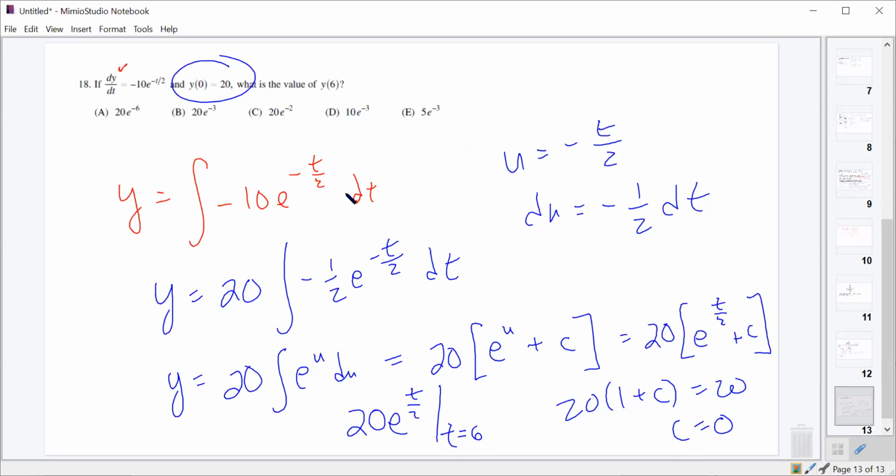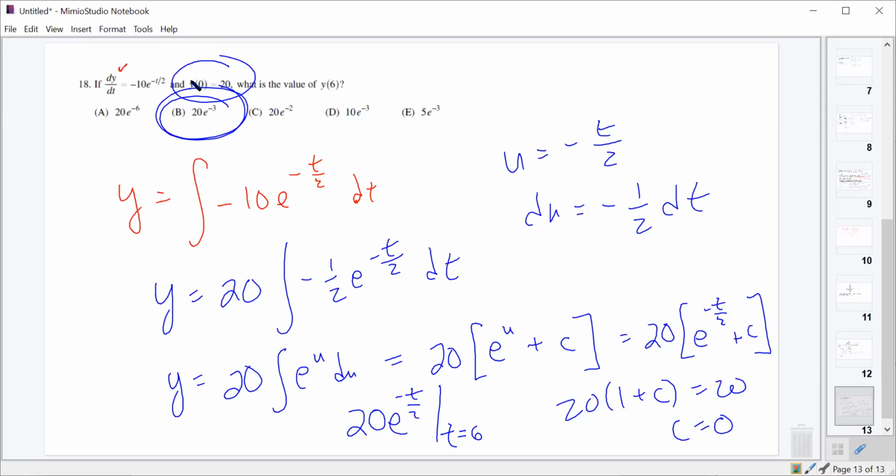Wouldn't it be 20e to the negative t over 2? Oh, sorry, that's a negative t over 2. Yeah, my mistake. I was like, there's no 20e cubed. Yeah, that's 20e to the negative t over 2. I just put that in wrong when I did my u sub back in. So 20e to the negative 3 should be our final answer.